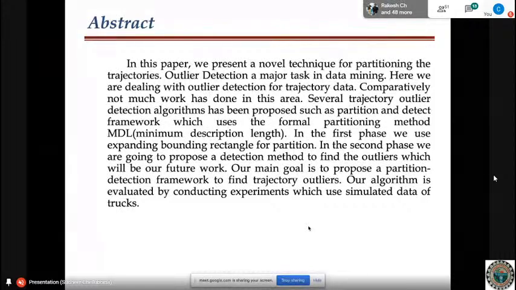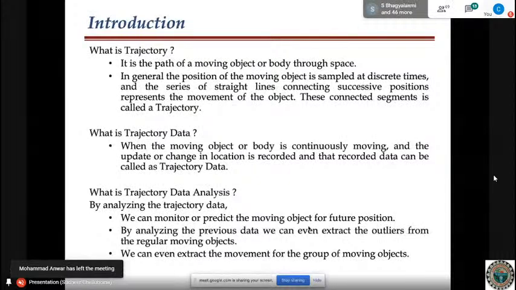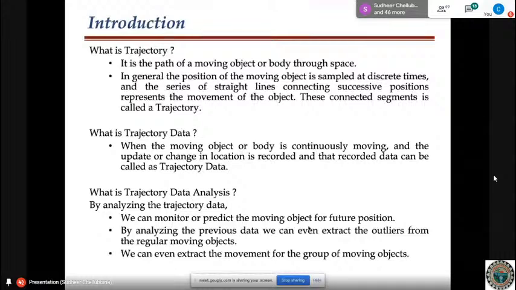This entire route we call a trajectory. Trajectory data is when a moving object, continuously moving, has its location recorded, and that recorded data can be called trajectory data. That is what this analysis is. From that, we can monitor or predict the moving object's future position. By analyzing previous data, we can even extract the outliers from the regular moving objects.